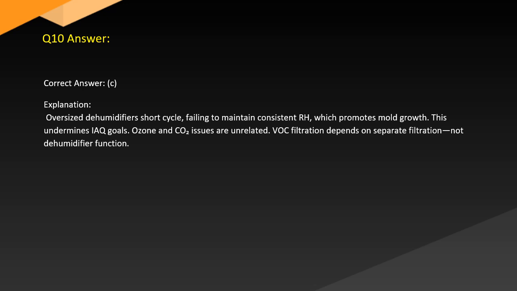Answer. Correct answer: C. Explanation. Oversized dehumidifiers short cycle, failing to maintain consistent RH, which promotes mold growth. This undermines IEC goals. Ozone and CO issues are unrelated. VOC filtration depends on separate filtration, not dehumidifier function.